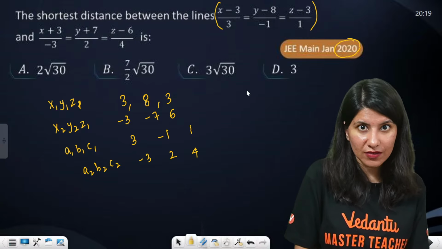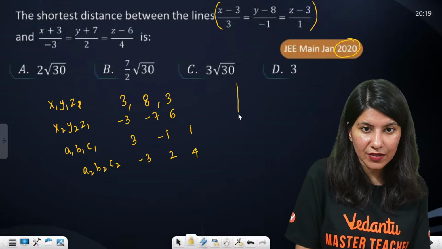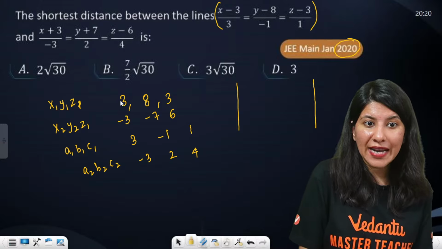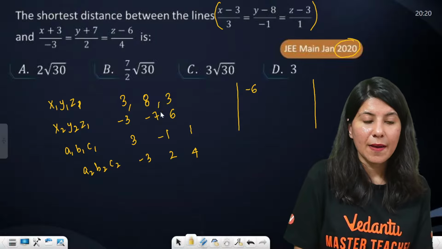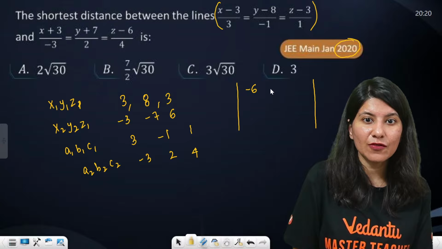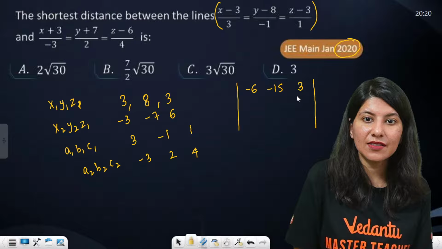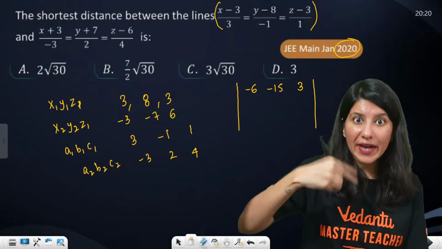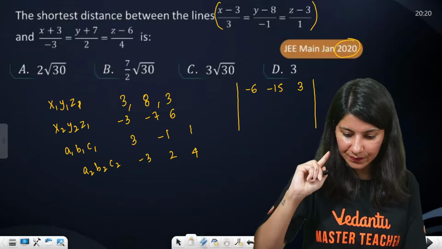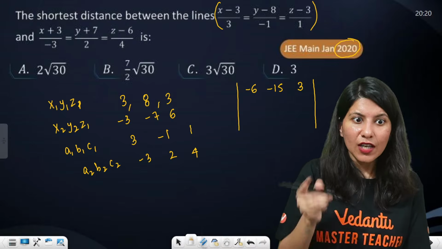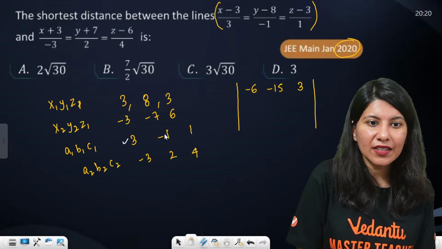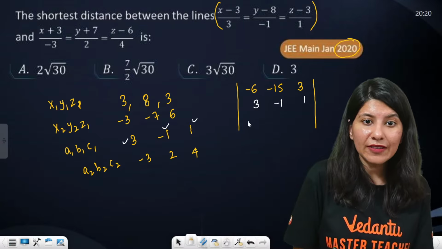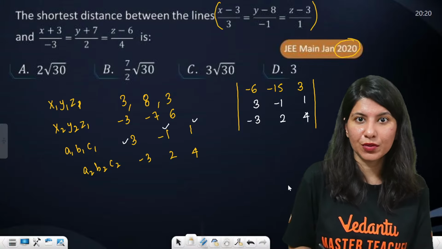Now I'll be just writing down the formula right here. So this is x2 minus x1, minus 3 minus 6, 7 minus 7, 14 minus minus 15, and this is 3, correct? Row number 1 is what? x2 minus x1, y2 minus y1, z2 minus z1. Row number 2 will be having 3, minus 1 and 1. Row 3 having 3, 2 and 4.